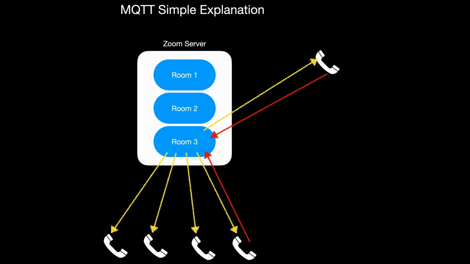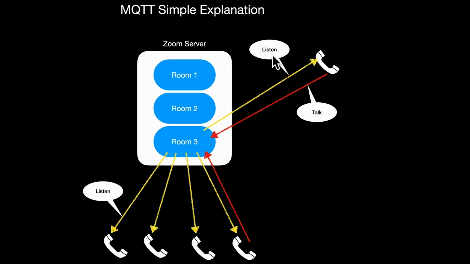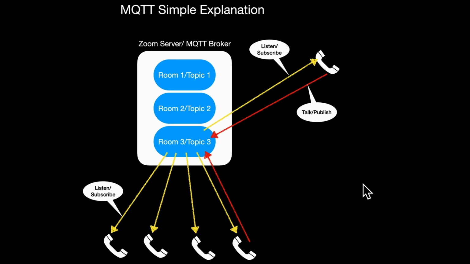So imagine, in our analogy, where we've got listening and talking in our Zoom room, we equate the Zoom room server to the MQTT broker. So when somebody says MQTT broker, think of Zoom room server. When somebody talks about a topic in MQTT, think of a Zoom room. So you could have different topics for different rooms. When somebody talks about subscribing to a topic, think of that as listening. Same thing with publish: when you publish to a topic, think of that as talking.